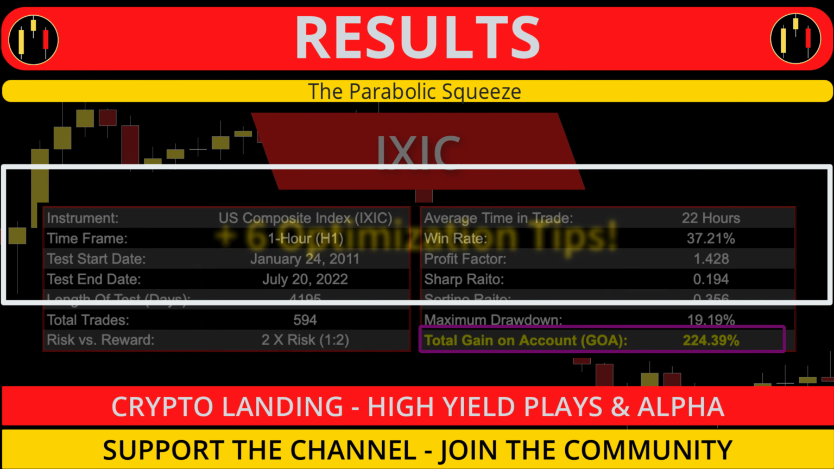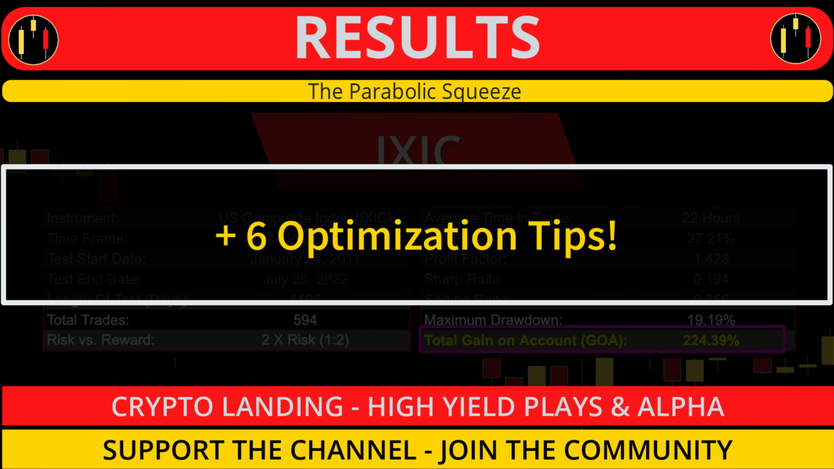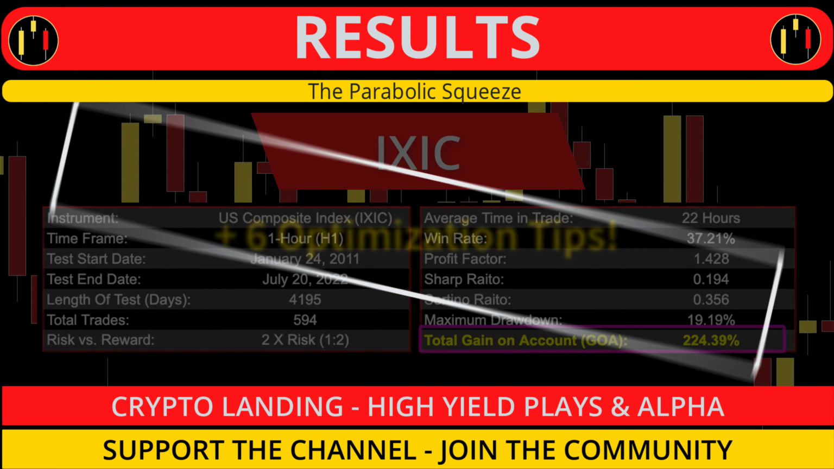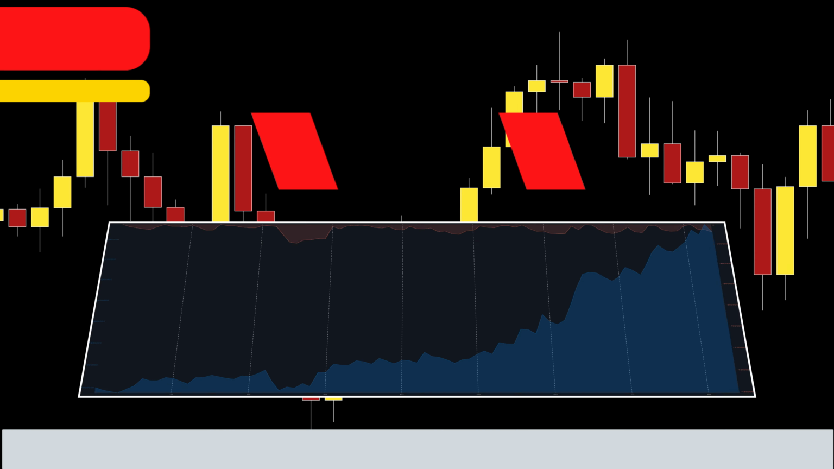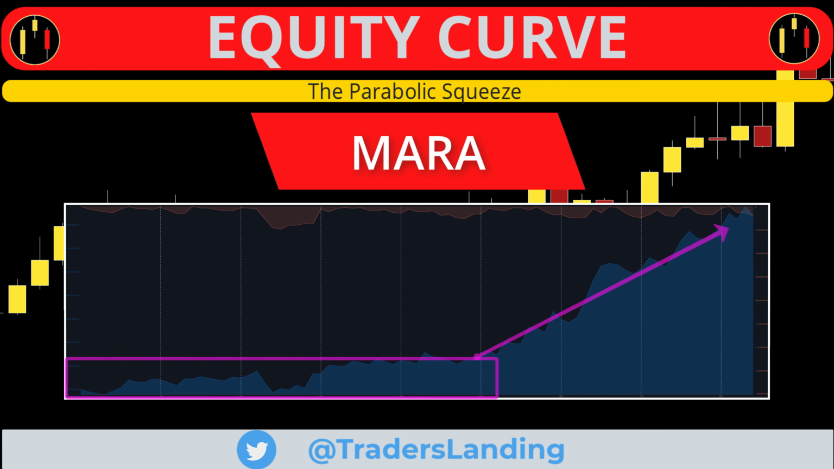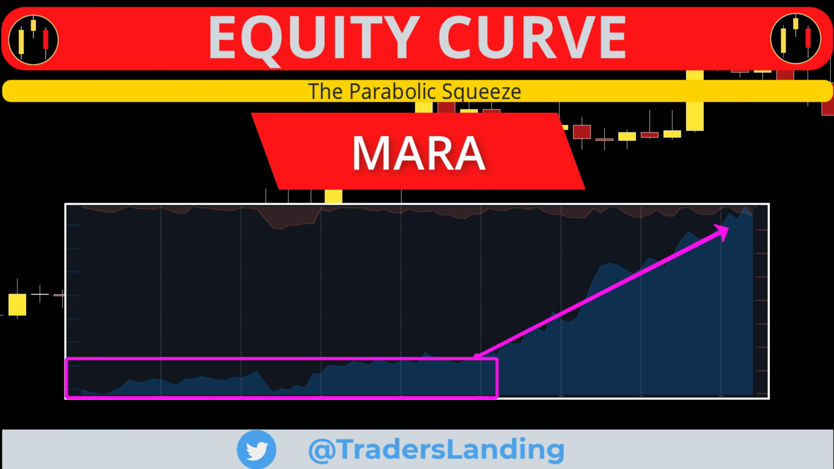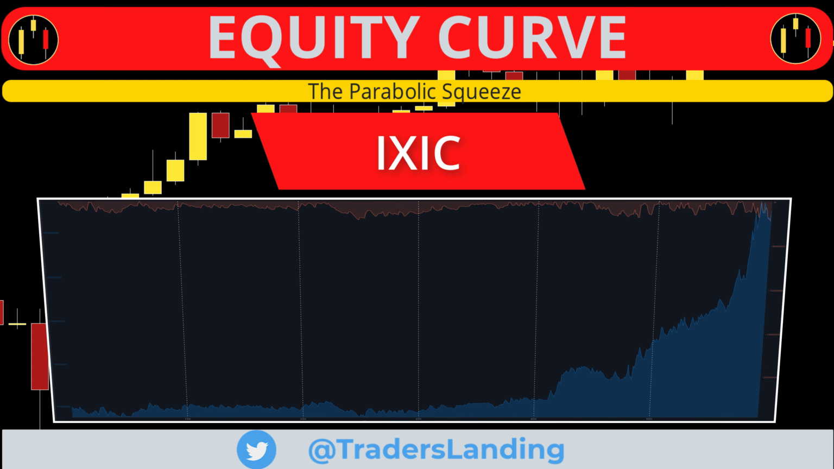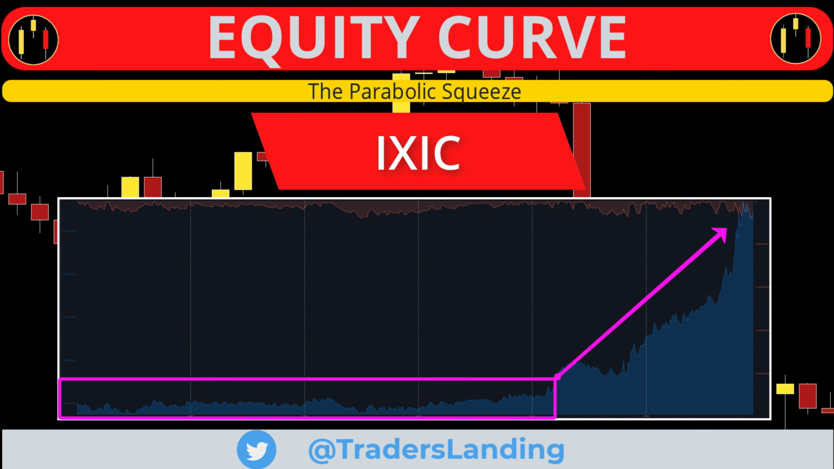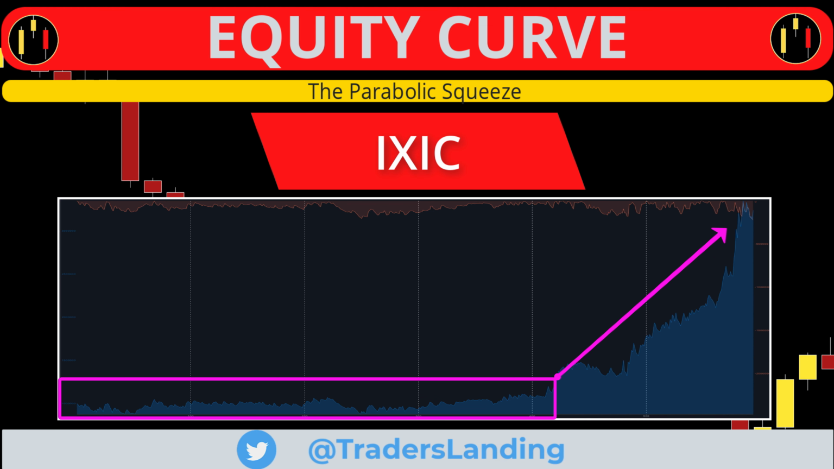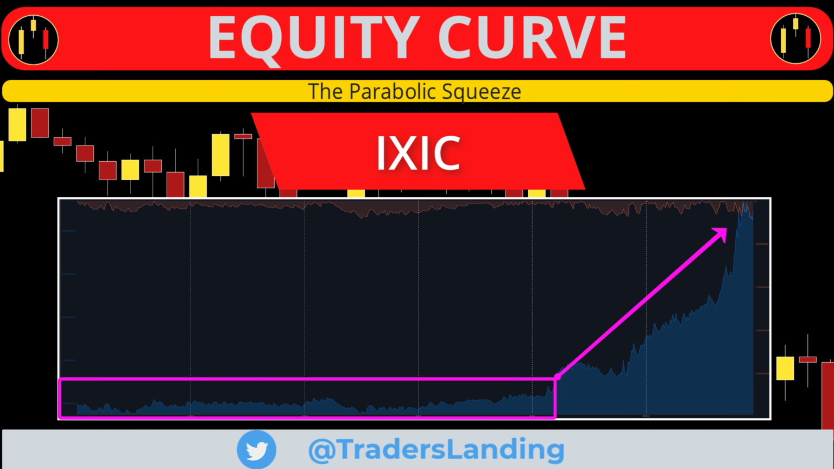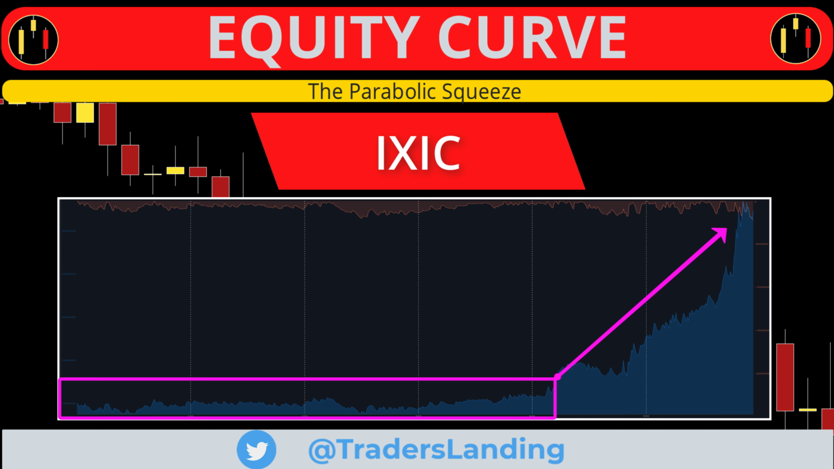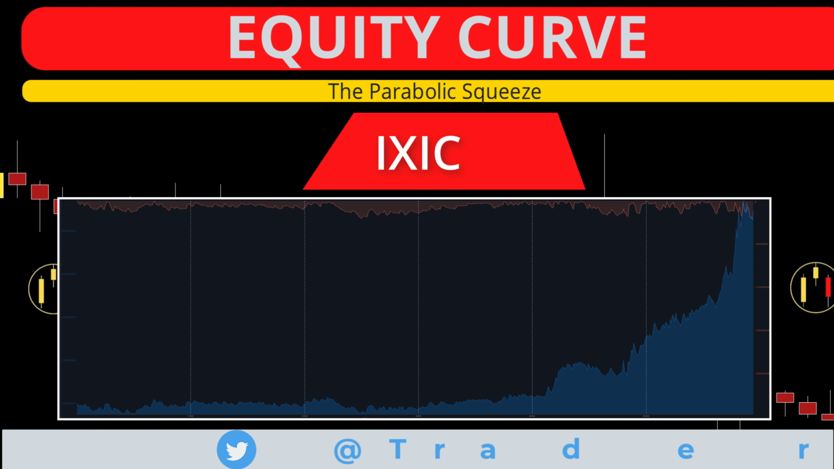And be sure to stay tuned, where I'm going to give you some optimization tips to make this strategy even better. The first equity curve is for Marathon Digital. It shows a long period of consolidation and then a steady increase in account balance. The second equity curve shows a very extended consolidation period followed by a huge spike in account balance. There are ways to mitigate these periods of consolidation that I will go over shortly.